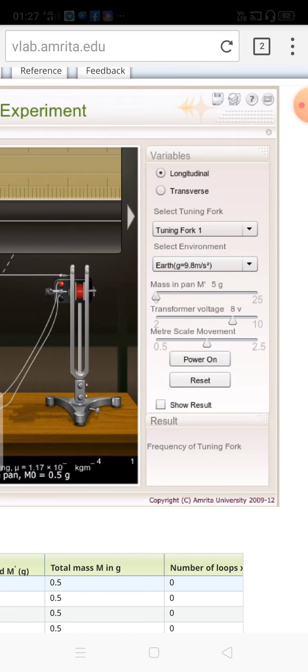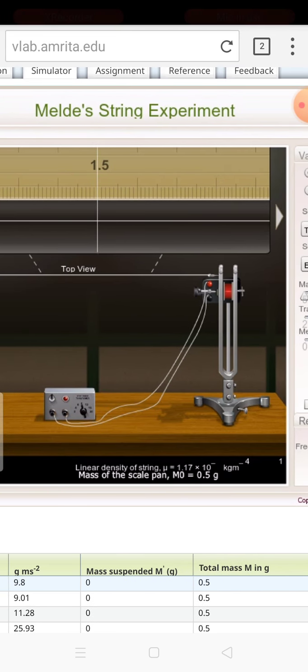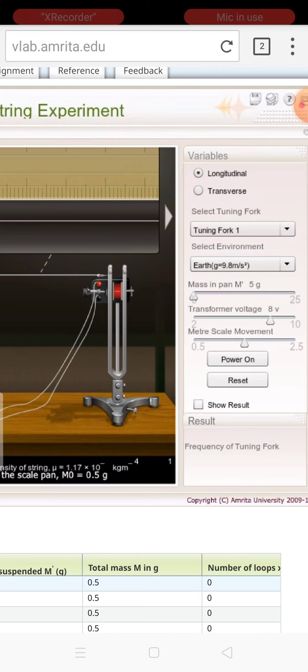Now you know there should be no direct contact of the tuning fork with the magnet. Here the transformer voltage is set at 8 volts. Throughout your experiment this voltage will be maintained. You must not change it. If you want to change it, then you will have to restart it. There is a restart button, using that you can start your practical, and that will be a new practical. Again, you should not reset it.